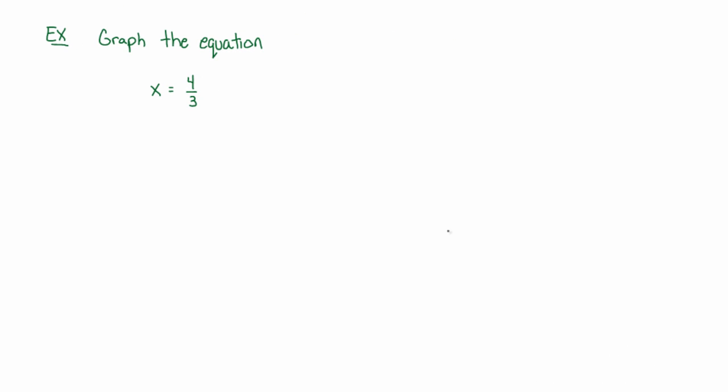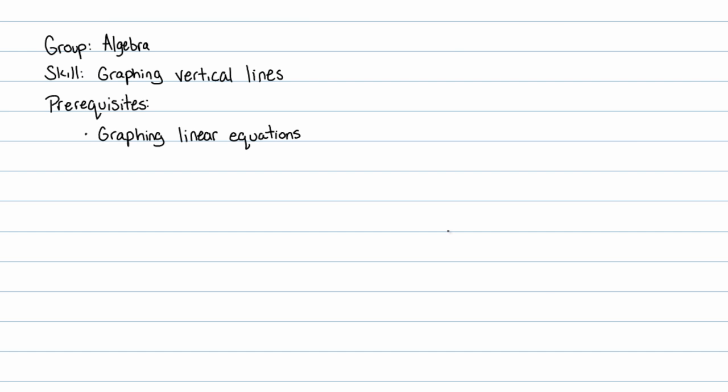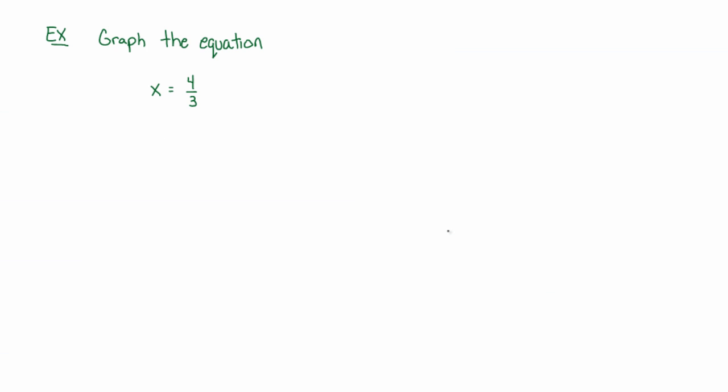In this tutorial, we're going to graph an equation of the form x equals some number. In this case, it's 4/3, but it could be any number, really. The group that this skill belongs to is Algebra. The skill itself is graphing vertical lines, so that kind of gives you a hint as to what kind of line this is going to be. And the prerequisite is graphing linear equations. You should already know how to graph a linear equation to do this problem.